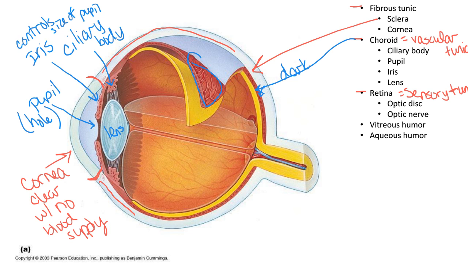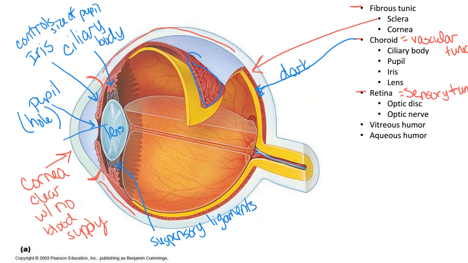The lens is right here behind the iris. The lens is held in place by these little ligaments here, these little suspensory ligaments. So they hold the lens in place and they help adjust the lens. Those suspensory ligaments are attached to the ciliary body, and they'll help change the shape of the lens. When we change the shape of the lens, that is going to help focus the light.